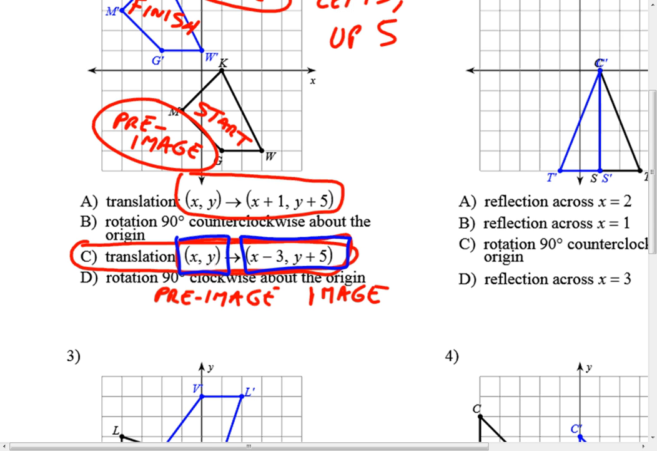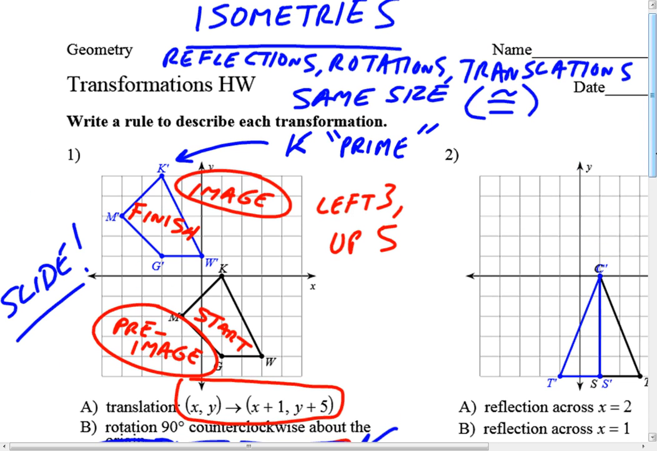When you see addition and subtraction happening within a formula like this, you know that you're looking at a translation. What's a more informal way of saying that you have a translation? It's a slide. Has the figure changed size? No, so it is a what? Not only is it a transformation, it is an isometry. All isometries are transformations, not all transformations are isometries.